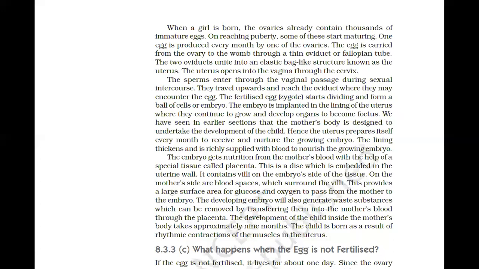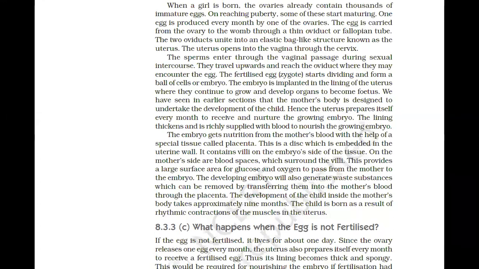The sperms enter through the vaginal passage during sexual intercourse. They travel upwards and reach the oviduct where they may encounter the egg. The fertilized egg starts dividing and forms a ball of cells or embryo. The embryo is implanted in the lining of the uterus where it continues to grow and develop organs to become a fetus. We have seen in earlier sections that the mother's body is designed to undertake the development of the child.